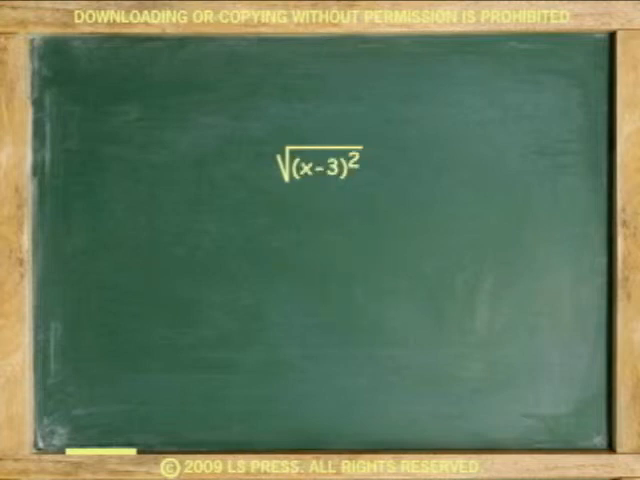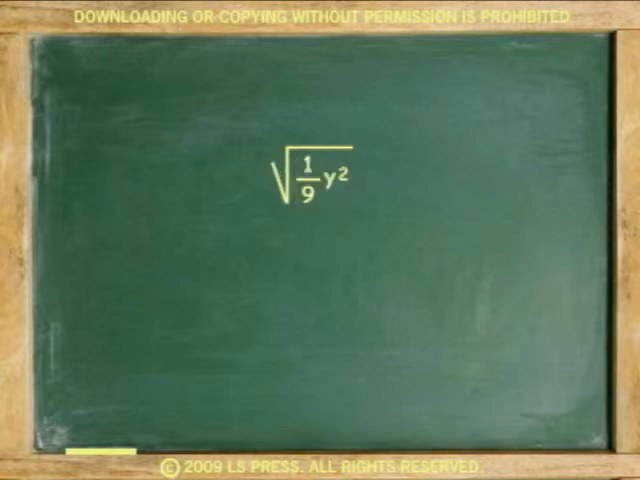Another example. What values will make this expression a real number? We use the absolute value sign again. X could be any real number, including negative numbers, because whatever is under the radical, it will get squared anyway, and squaring makes things positive.